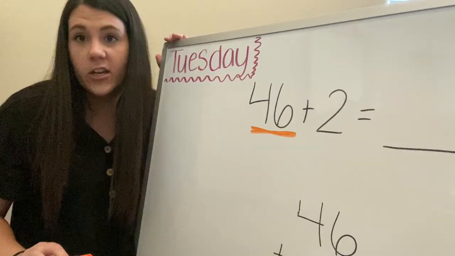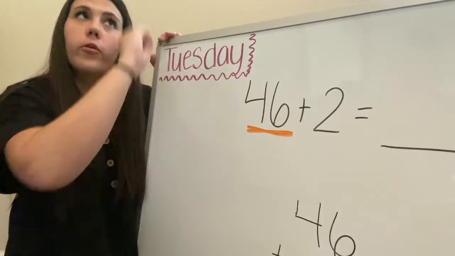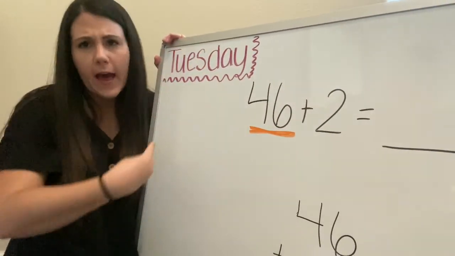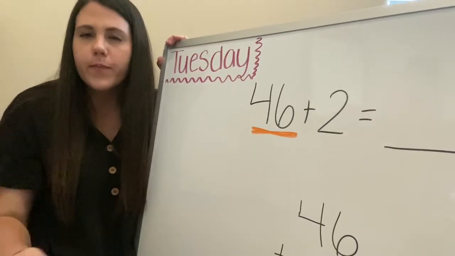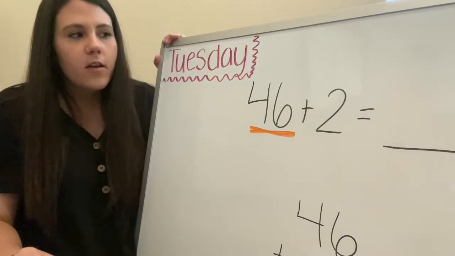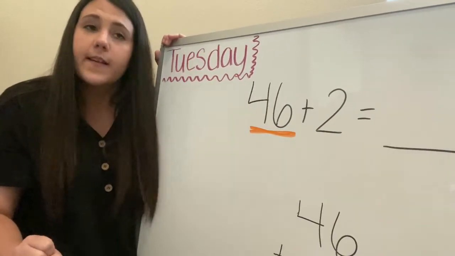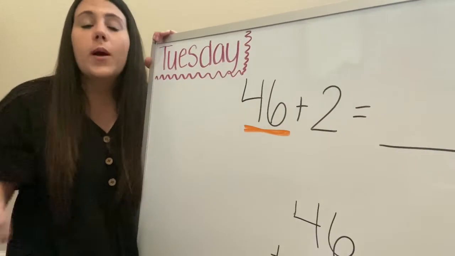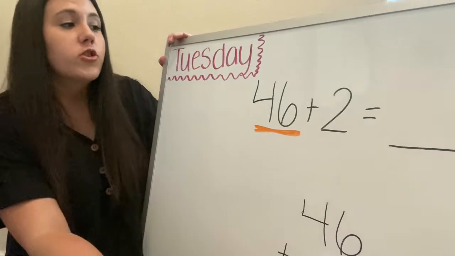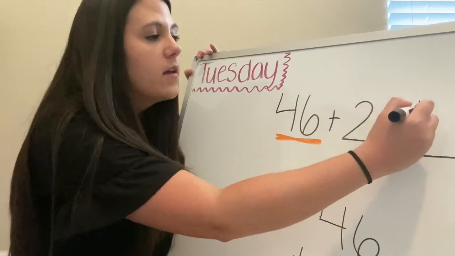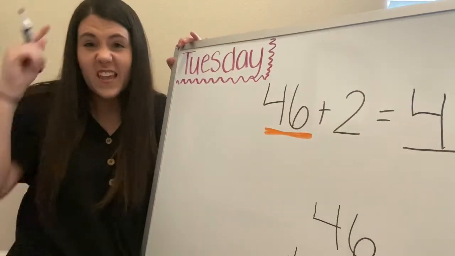Now, here's the big question. When we want to add 2, do we go to the right? Do we go to the left? Do we go up and down? Which way do we go? We go right. Correct. So you find 46 on your hundreds chart, you jump 2 spaces to the right. And with that, you should get the number 48.